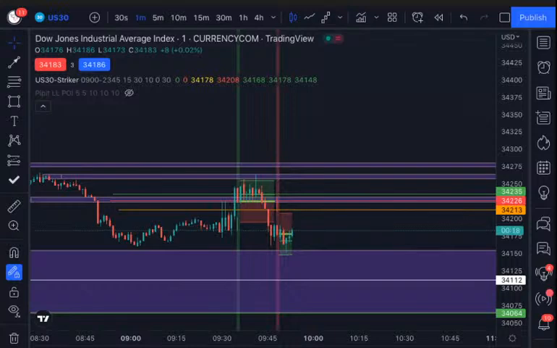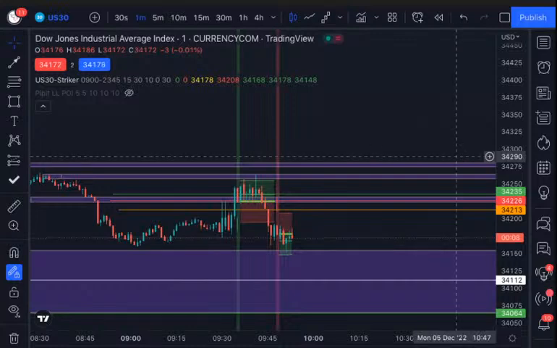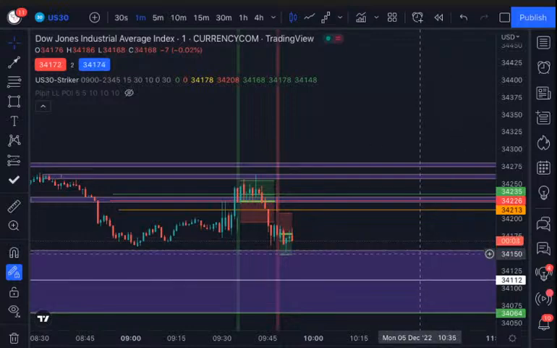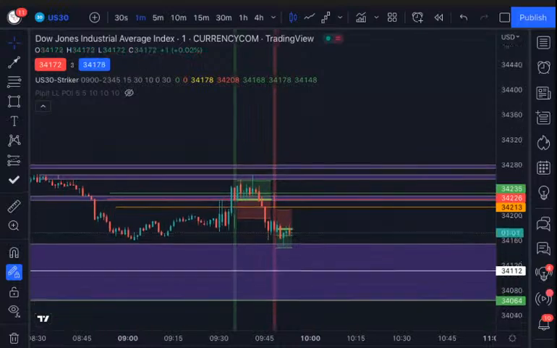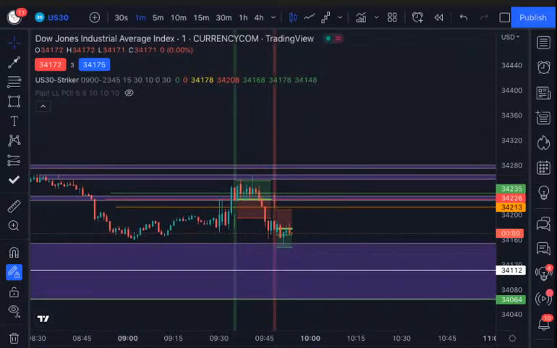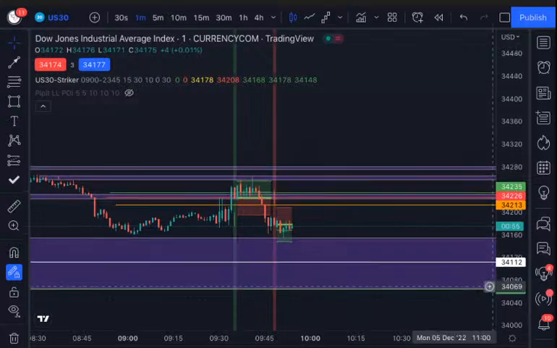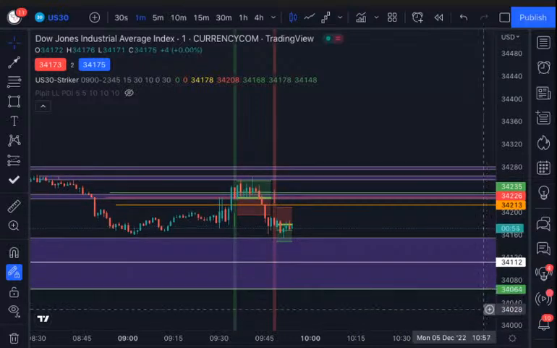See, I was interested in taking it up from that level. 34155. Yeah, I wanted to take it up, but see, I have that zone. It's hard to really pinpoint it on a smaller time frame. So that zone is literally from 155 all the way down to 34064.